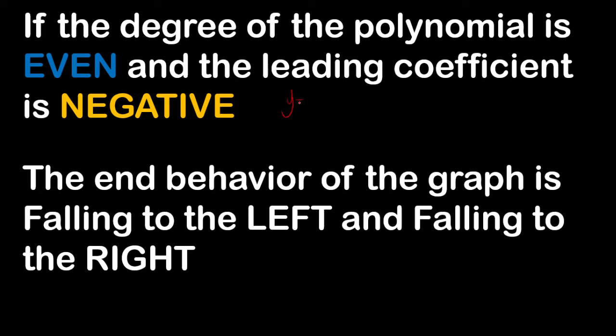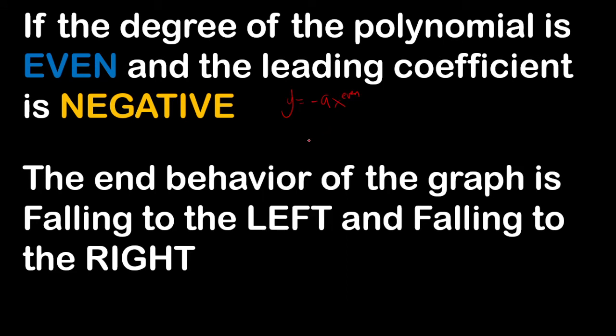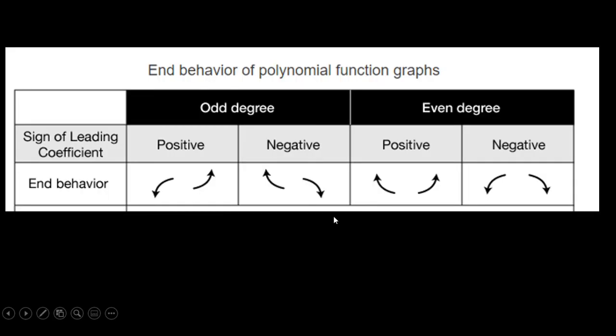So, if you have y is equal to negative ax raised to an even degree, say for example, negative 2x raised to 6. 6 is even, and negative 2 as your leading coefficient is negative. If that's the case, your graph will fall to the left and fall to the right. Okay? So, that's how you describe the end behavior of a polynomial function.